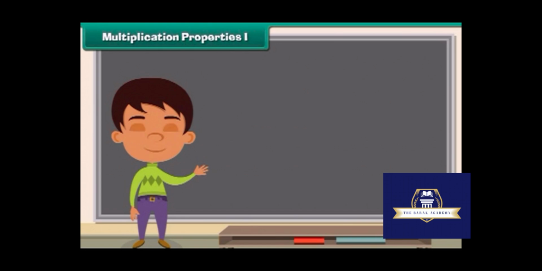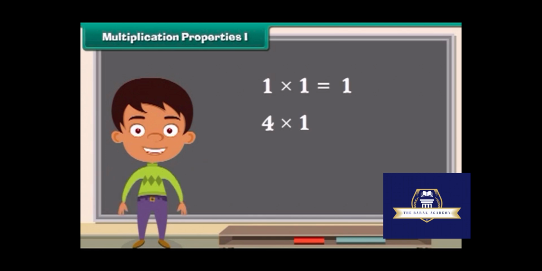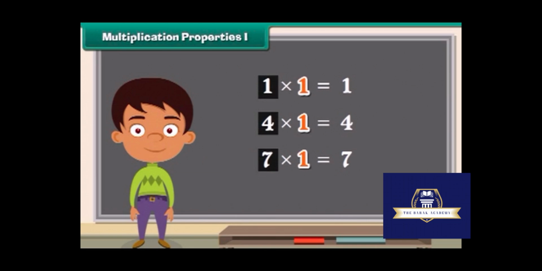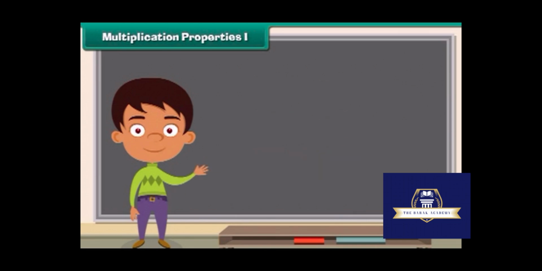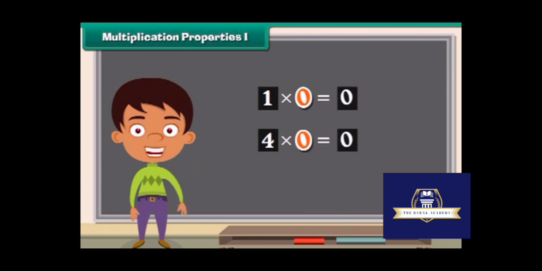Multiplication properties 1. Let us now look at some properties of multiplication. 1 into 1 is equal to 1. 4 into 1 is equal to 4. 7 into 1 is equal to 7. It means if we multiply any number by 1, the result is the number itself. Let's have a look at another property. 1 into 0 is equal to 0. 4 into 0 is equal to 0. It means if we multiply any number by 0, the result is 0.